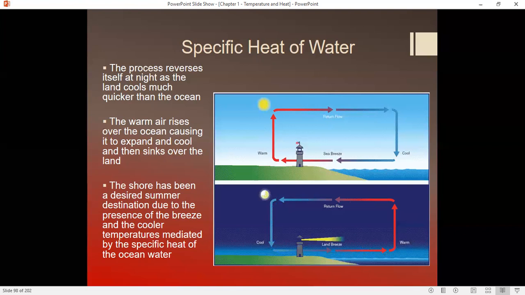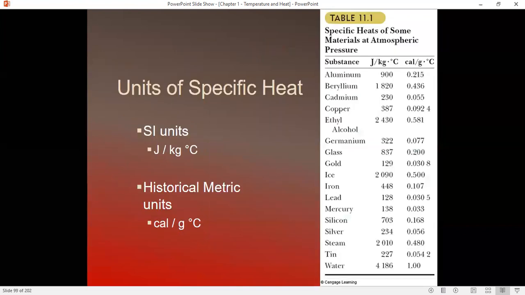So the shoreline can actually generate its own weather, even where the weather pattern over most of the country can be quite stagnant. That's why everybody loves to go down to the shore during the summertime.